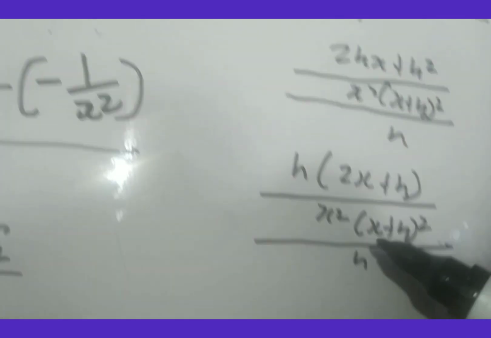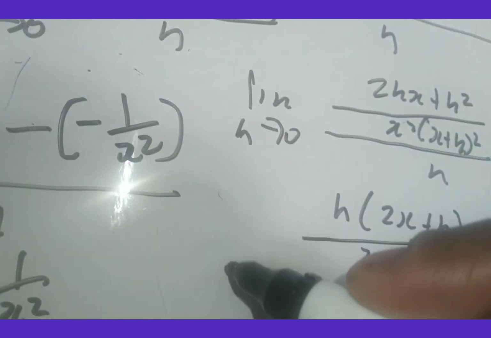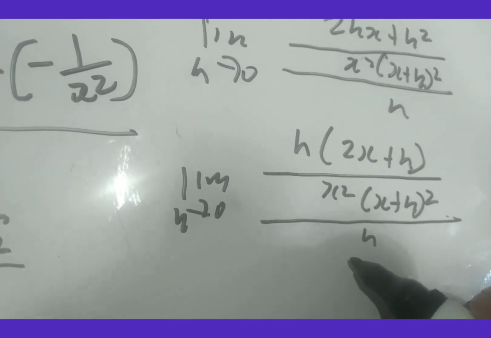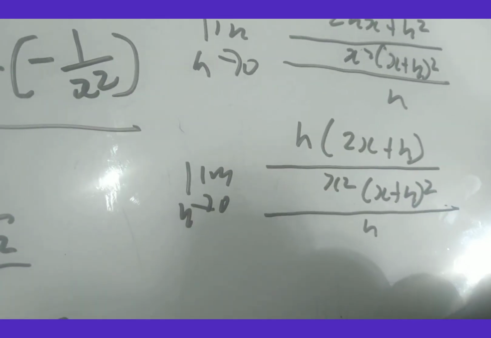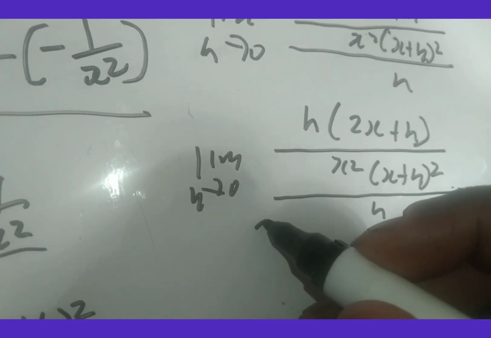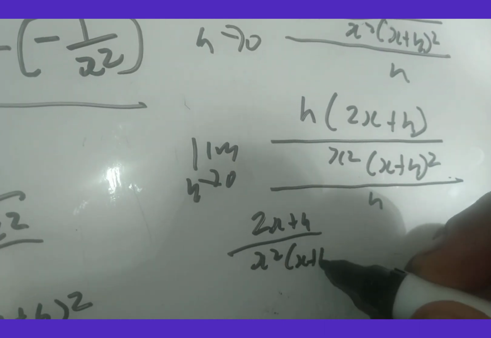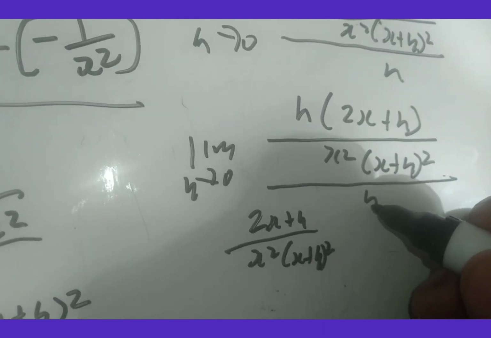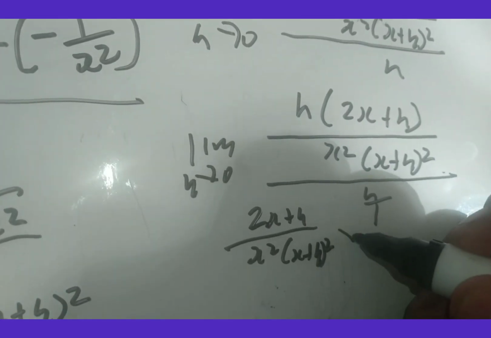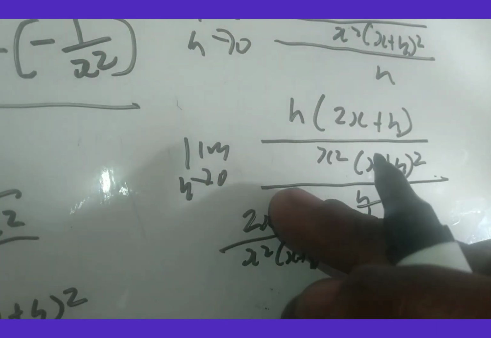Then we have the limit as h tends towards 0, right? And we have the limit as h tends towards 0 again. So now this and this will obviously cancel, but let me use the flipping method just in case some people might get confused. So we have 2x plus h all over x squared times (x plus h) squared. Then this is the same as h over 1, so we have a fraction divided by another fraction. Then this will become multiplication by 1 over h.